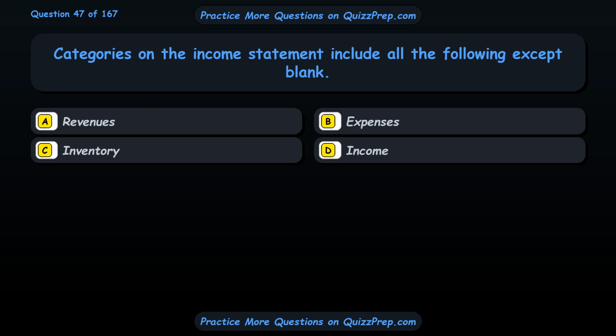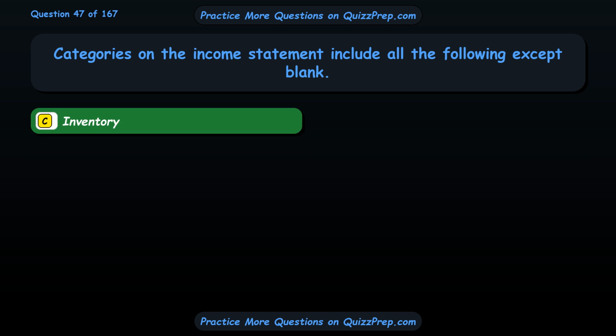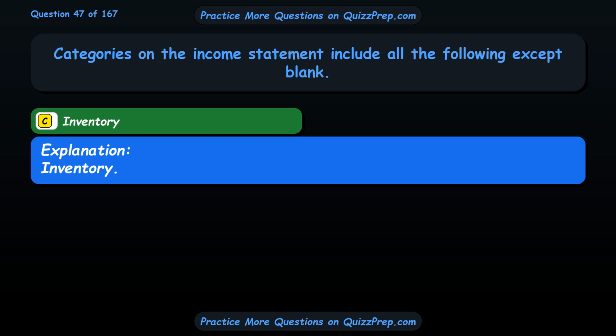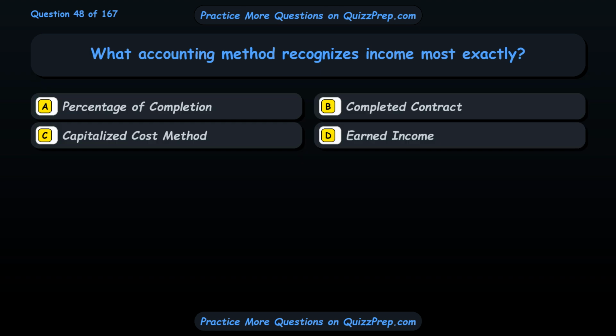Question 47. Categories on the income statement include all the following except blank. Option A. Revenues. Option B. Expenses. Option C. Inventory. Option D. Income. The correct answer is option C. Inventory.